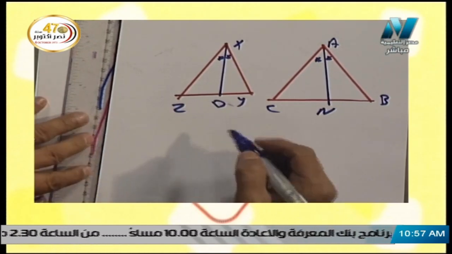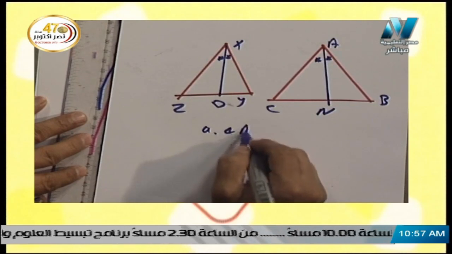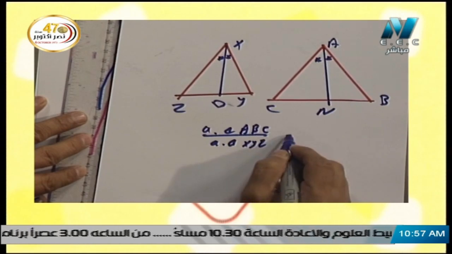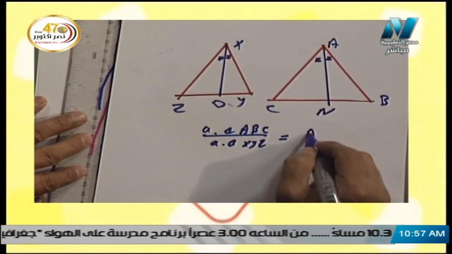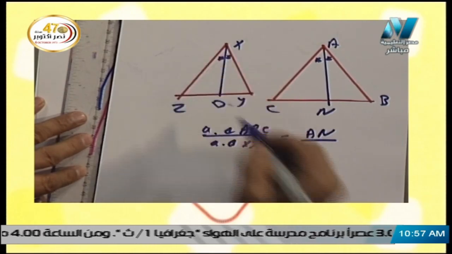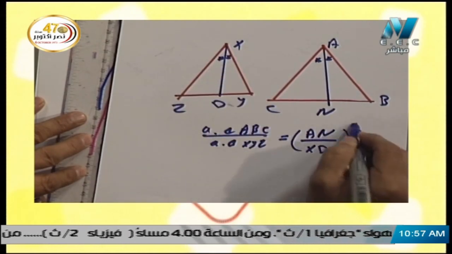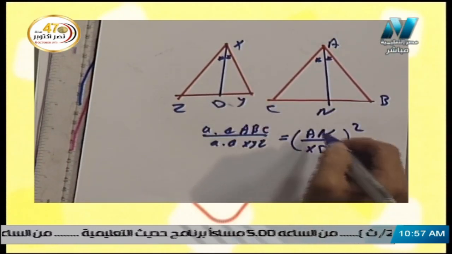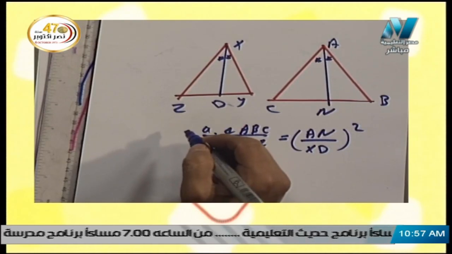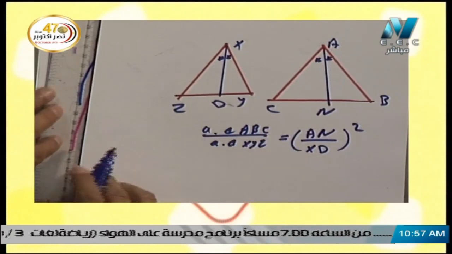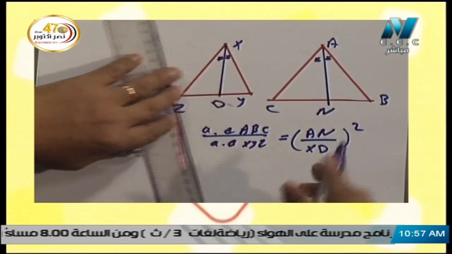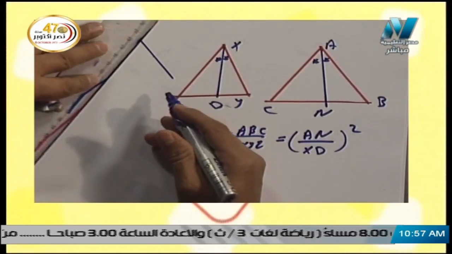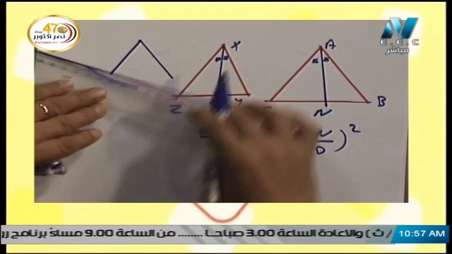Also, the ratio between the area of triangle ABC over the area of triangle XYZ equals the bisector AN over the bisector XD, squared. So we have the length of the two bisectors here. We can write them here to find the ratio between the two areas. Also, if we have two triangles like that, quickly we can say something about them.